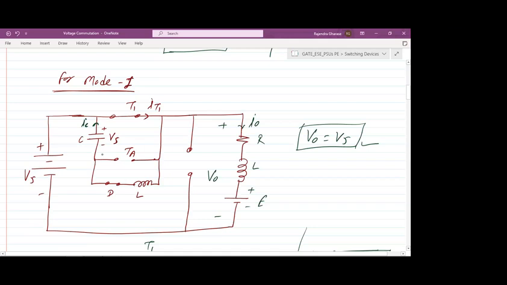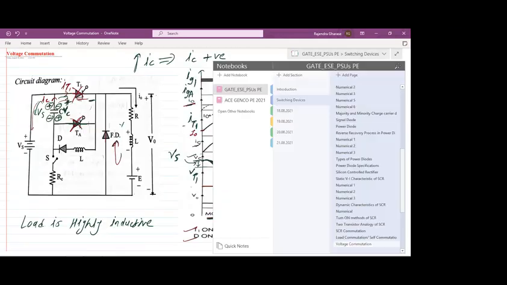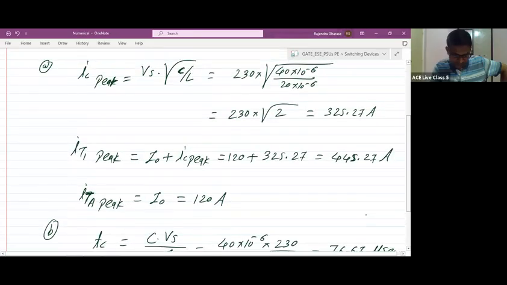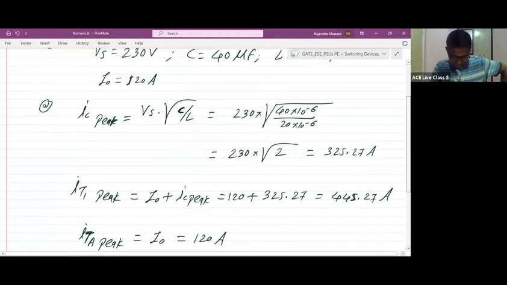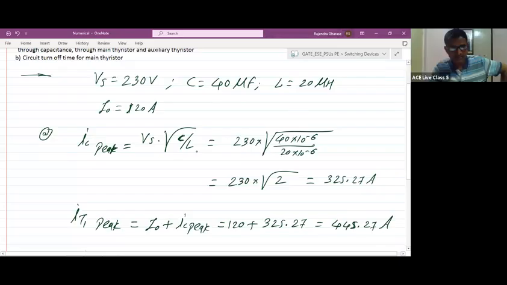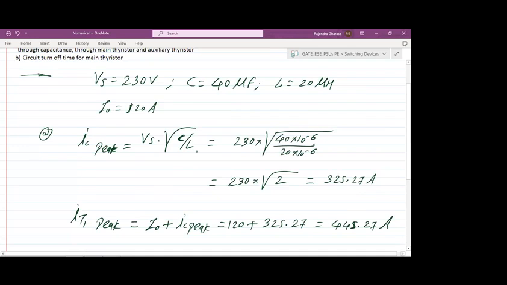Today's last problem. Sir, you said the peak current through the capacitor is Vs times the root of C by L. Suppose a constant load current is given, say 350. At that time, is the capacitor peak current also 350, or Vs into root of C by L?